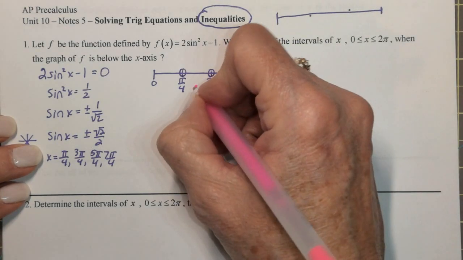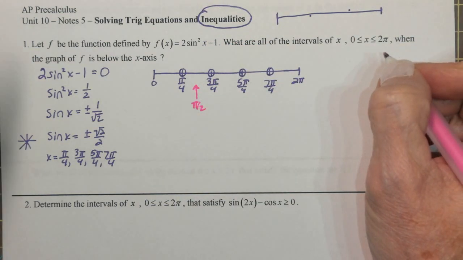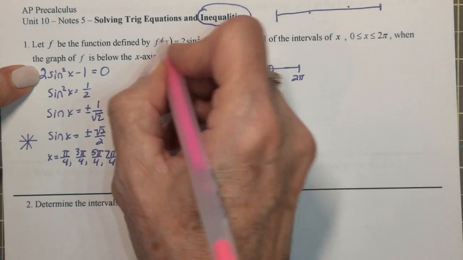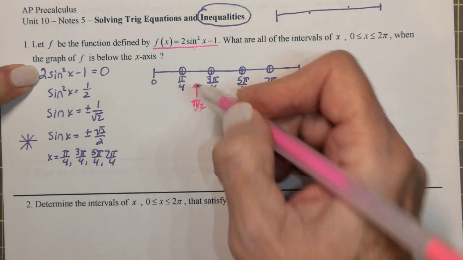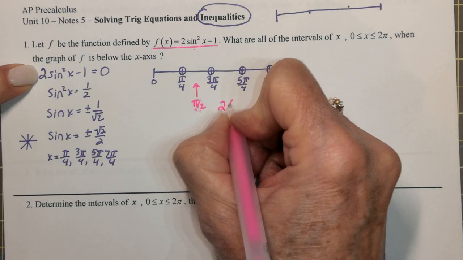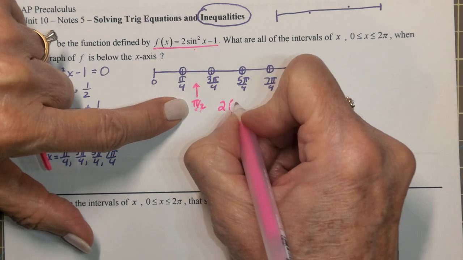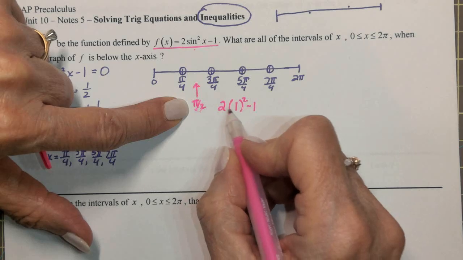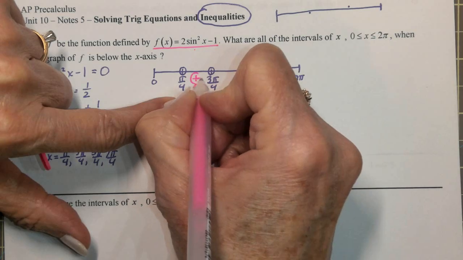I think in here I see that pi over 2 would fall in there, and pi over 2 is a nice value. So I'm going to go back to my initial f, and I want to know, is that positive or negative at pi over 2? So if I put that in, I'm going to have 2 times sine of pi over 2 squared. Well, sine of pi over 2 is 1, and when you square that, it's still 1, minus 1. That is 2 minus 1, and that is positive. So this section right here is positive.